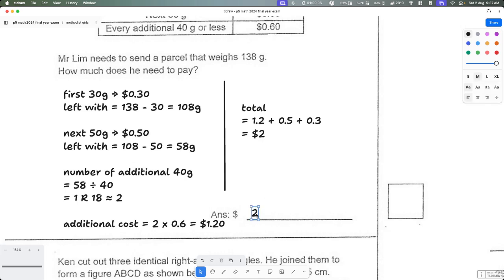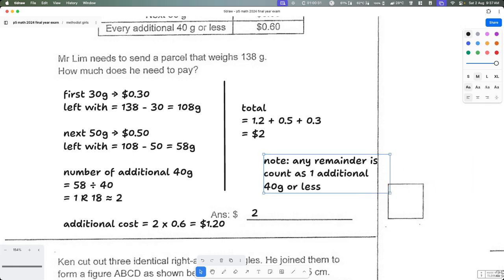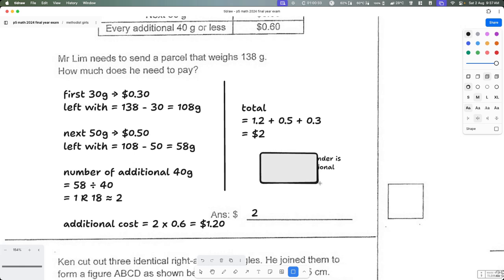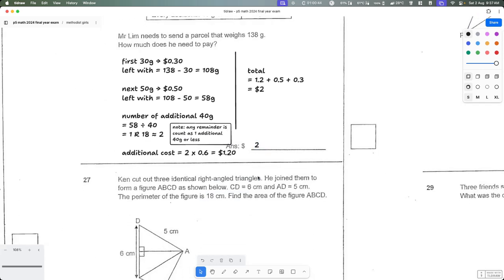Okay, so I also want to put something. So note: any remainder is counted as one additional 40 grams or less. Okay, right, so I'll just make it like this with a small caveat to what you see over here. Okay, so any remainder is counted as one dish of 40 grams or less. Okay, so there you go.